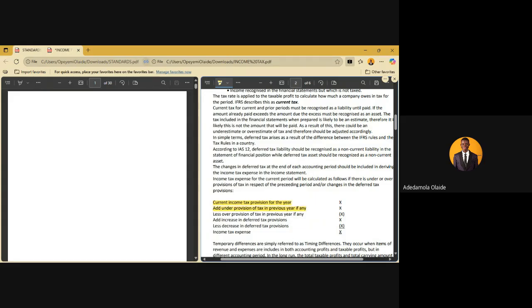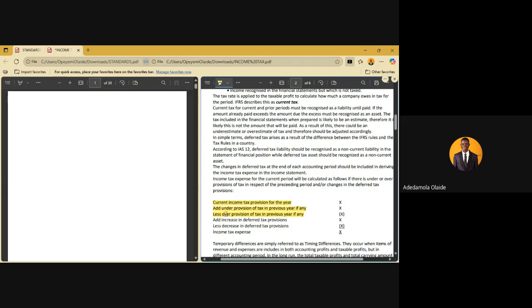Then if we have over provision of tax, that is, if in that previous year you over calculated the tax, then you will be deducting it, because it means what you charged as an expense was more than what it should be. So you need to deduct it.